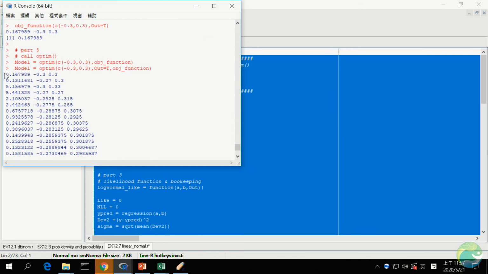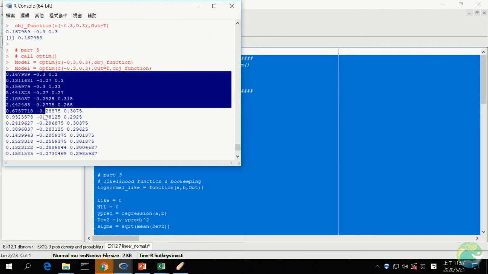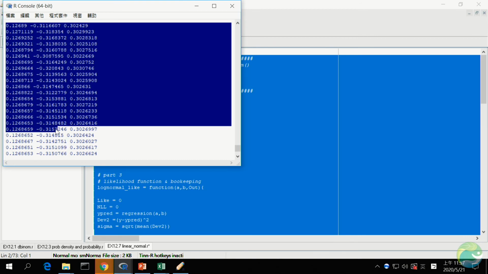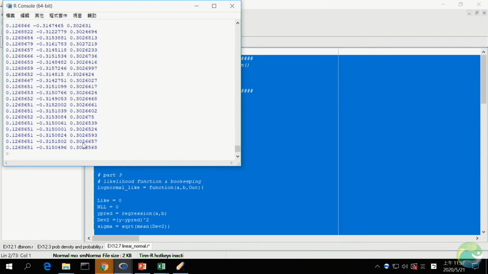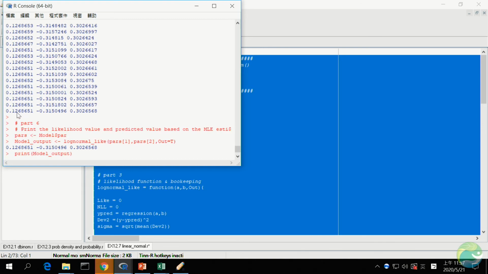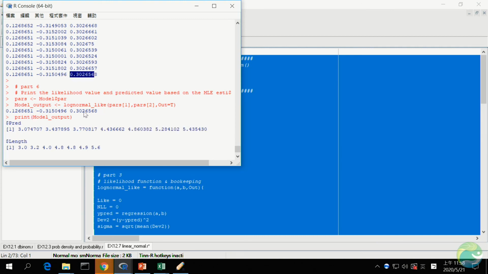So optim does the optimization multiple times, and in the end, the likelihood is almost the same value, right? So then we can have our solution for A and B. So this is the result of the maximum likelihood estimate.